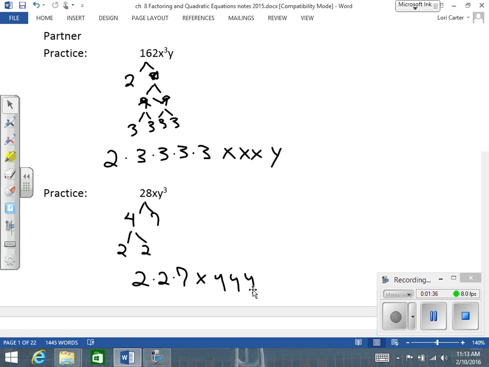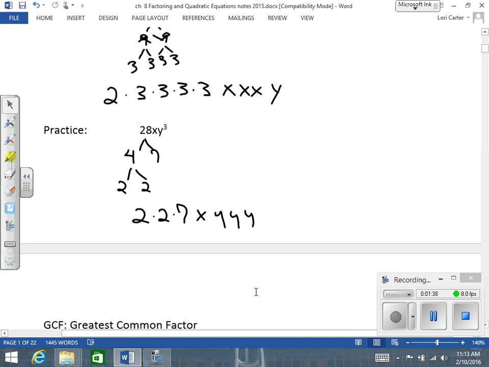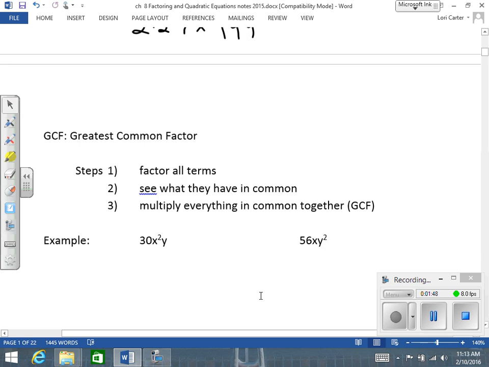Wait, Miss Carter, what did you get for the first answer? For the first one, I got 3, 3, 3, and 6. 6 isn't prime. 6 is 2 times 3. See it? Yeah. Good. You will always get the same answer.